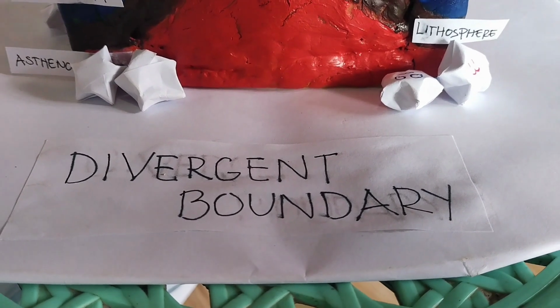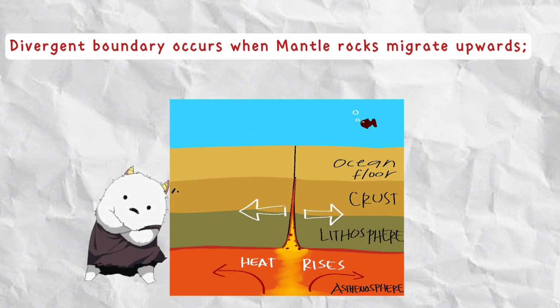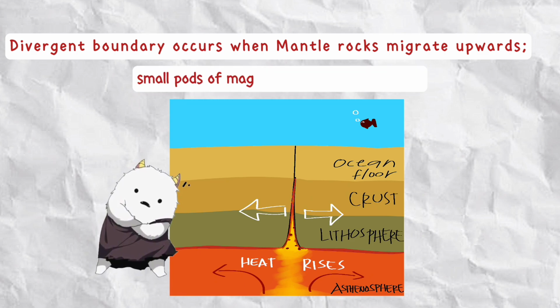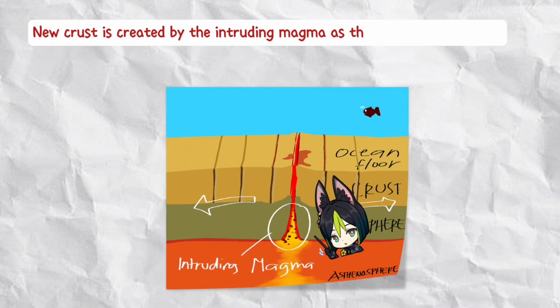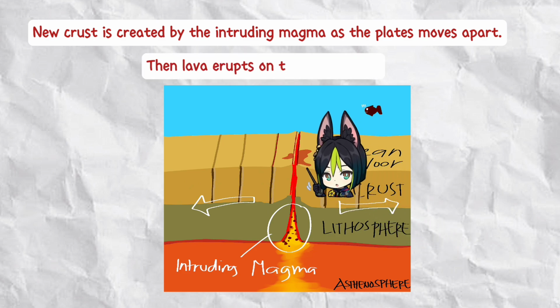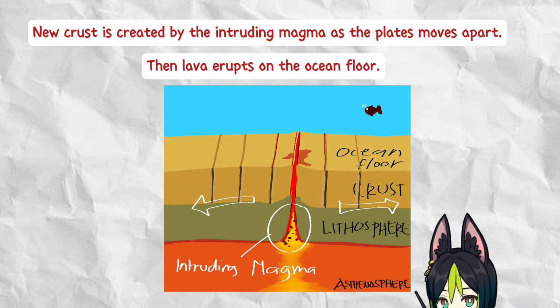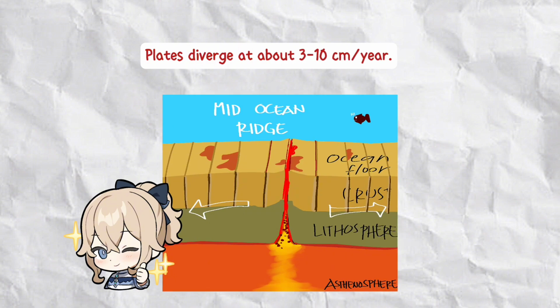The divergent boundary. It's when two tectonic plates move away from each other. Divergent boundary occurs when mantle rocks migrate upward. Small pods of magma form and rise upward. New crust is created by the intruding magma as the plates move apart. Then lava erupts on the ocean floor. Plates diverge at about 3 to 10 cm per year.